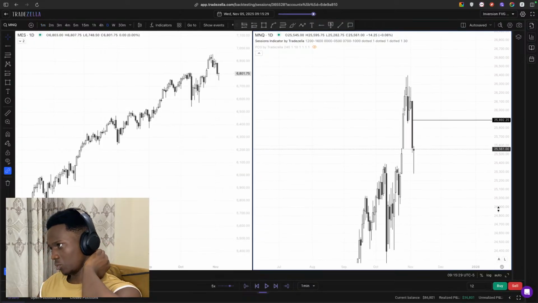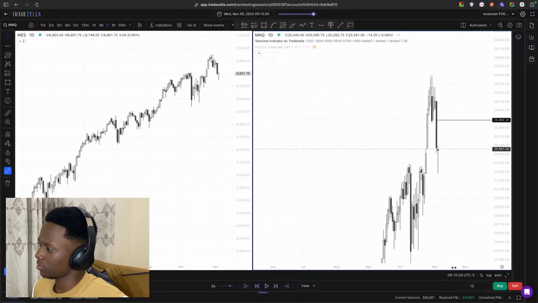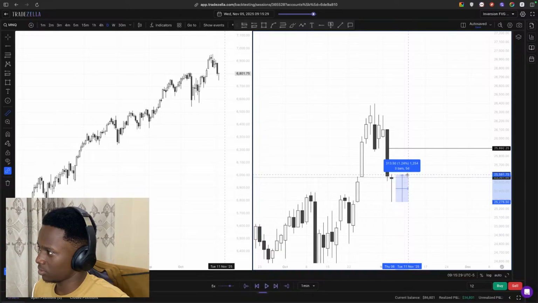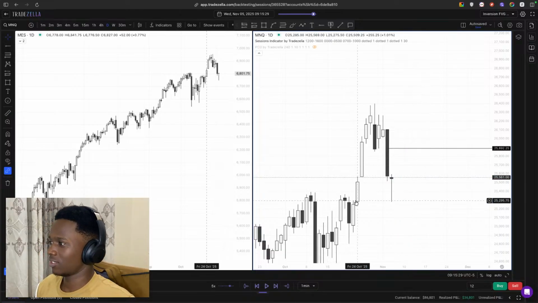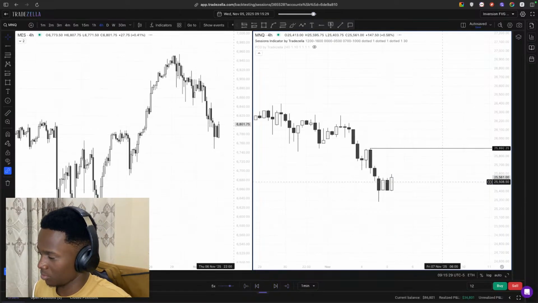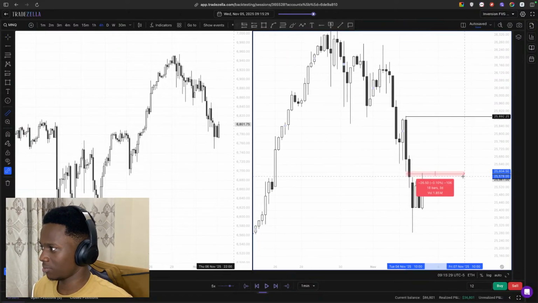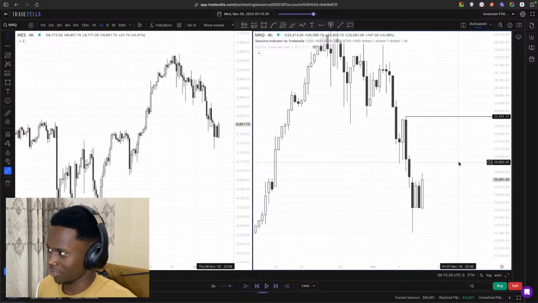Whoa. Wait a minute. So from here to here, this is 313 points. And it's rejecting real hard. I don't know why it opened that low. But there's a 4-hour gap here. It shouldn't trick us that price is bullish.